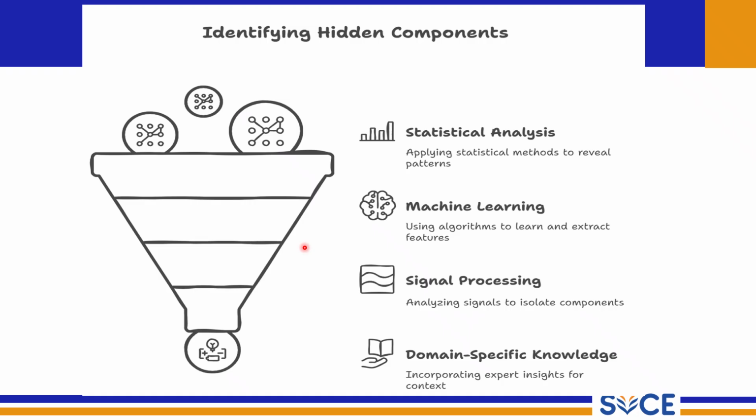So this is the diagram of identifying the hidden components. Okay. So here, as an overview, we have given statistical analysis, where we have applied some statistical methods to reveal the patterns. And second one, machine learning, using algorithms to learn and extract the features. And third one, signal processing, analyzing the signals to isolate the components. And fourth one, that is domain-specific knowledge, incorporating the expert insights for the context.